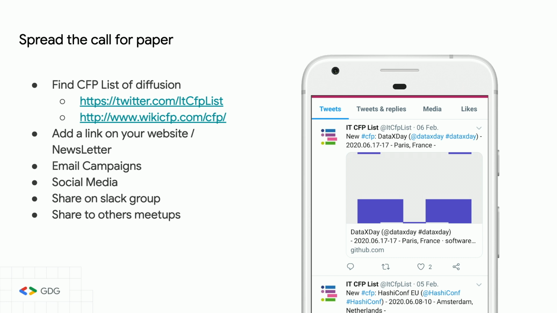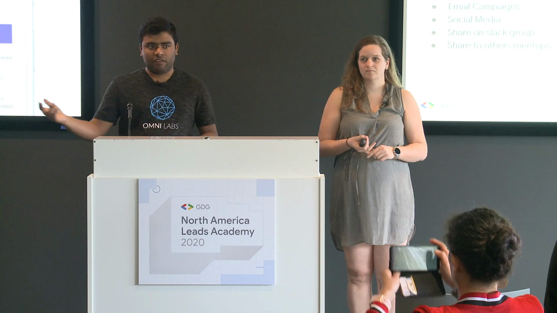So there are diffusion lists on Twitter that you can go to, and you put your link for the CFP over there, and more people will see it. You can add that to your weekly newsletter. At our group, we do a monthly newsletter, and we send that out to other people who want to speak. This doesn't have to be specific to an event. You can just say, this is our form. If you are ever interested in speaking at our meetup, this is the form that you can fill in.